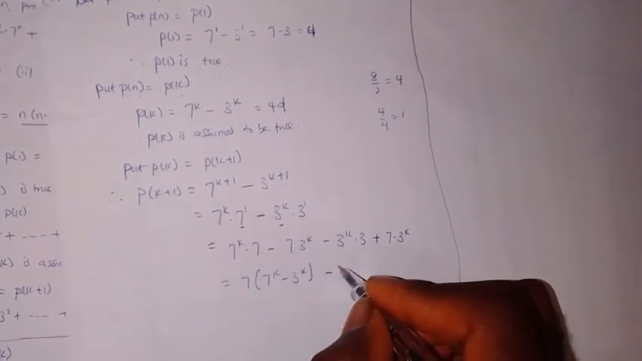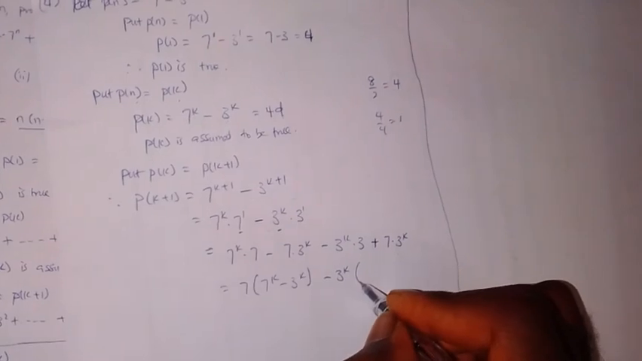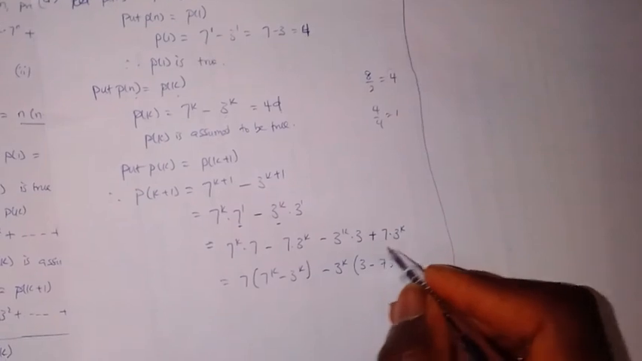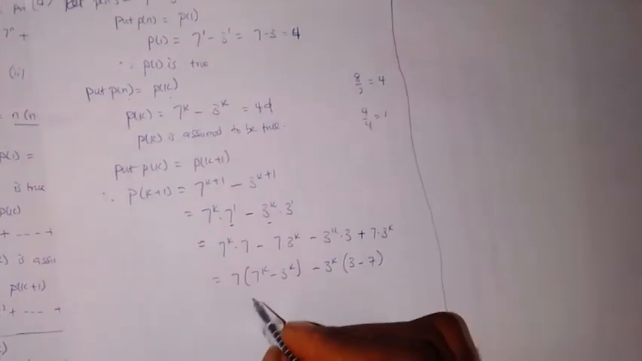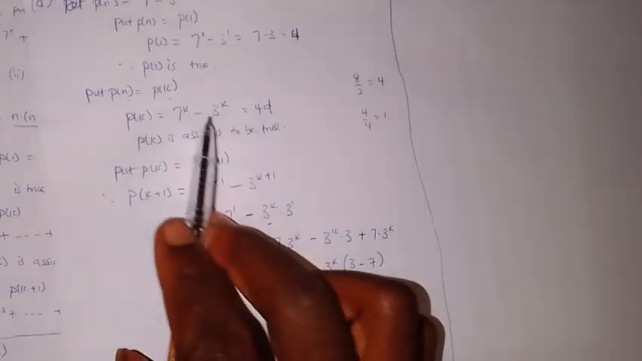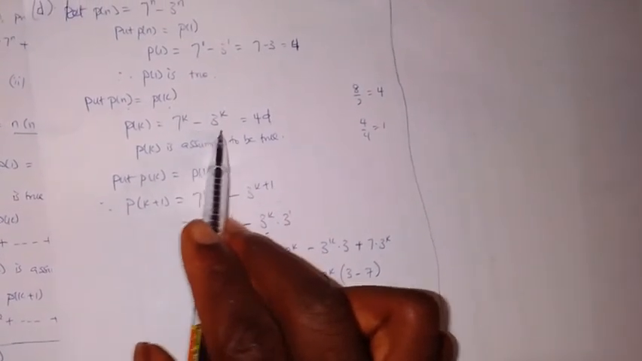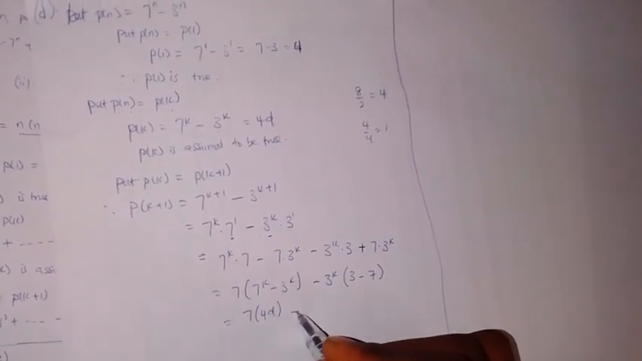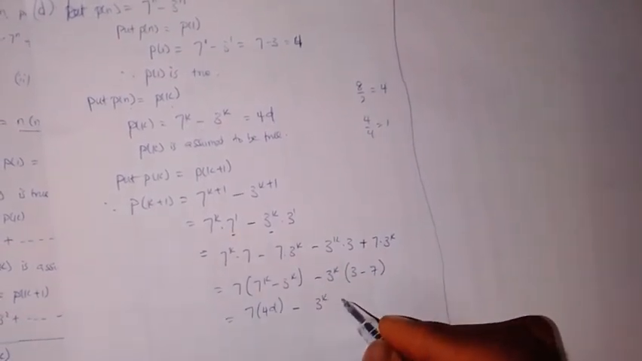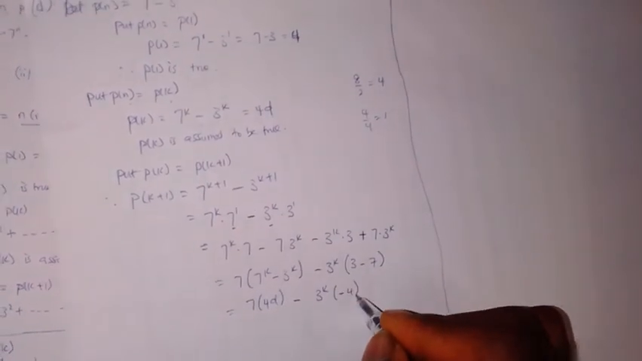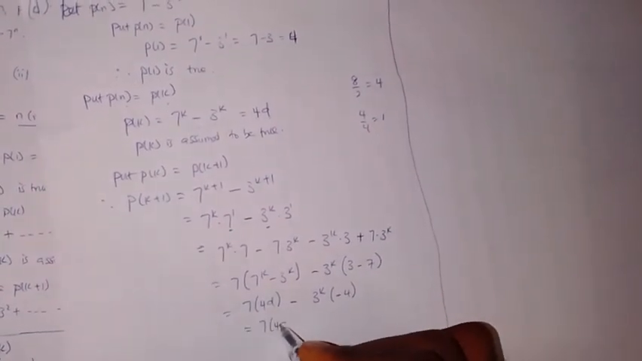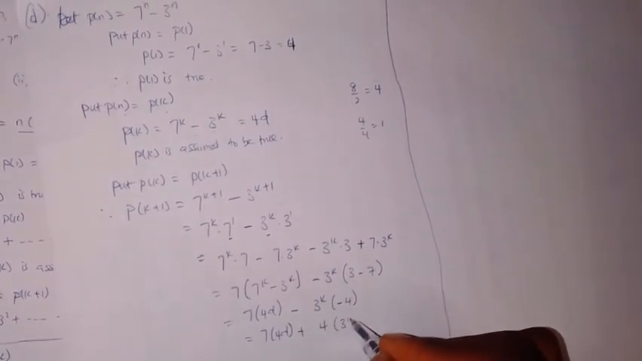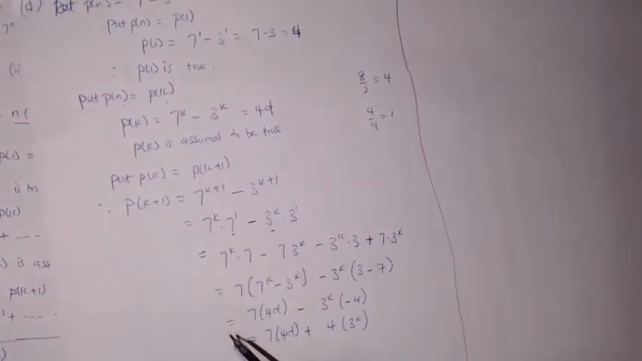Minus, if I bring 3 raised to the power k out, what remains? It remains 3 minus 7 from this right hand side. Now, this now represents my P of k, which is 4d. So I'm going to have it as 7 into 4d, minus 3 raised to the power k into minus 4, which now becomes 7 into 4d plus 4 into 3 raised to the power k, or 3 raised to the power k into 4, whichever it might be.